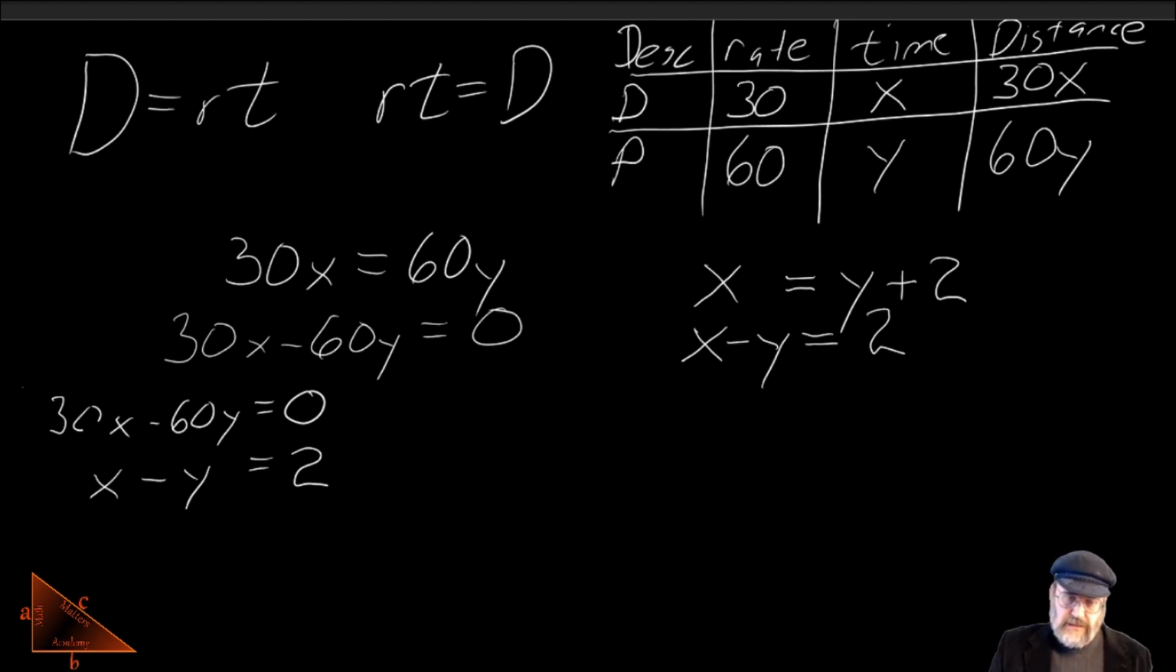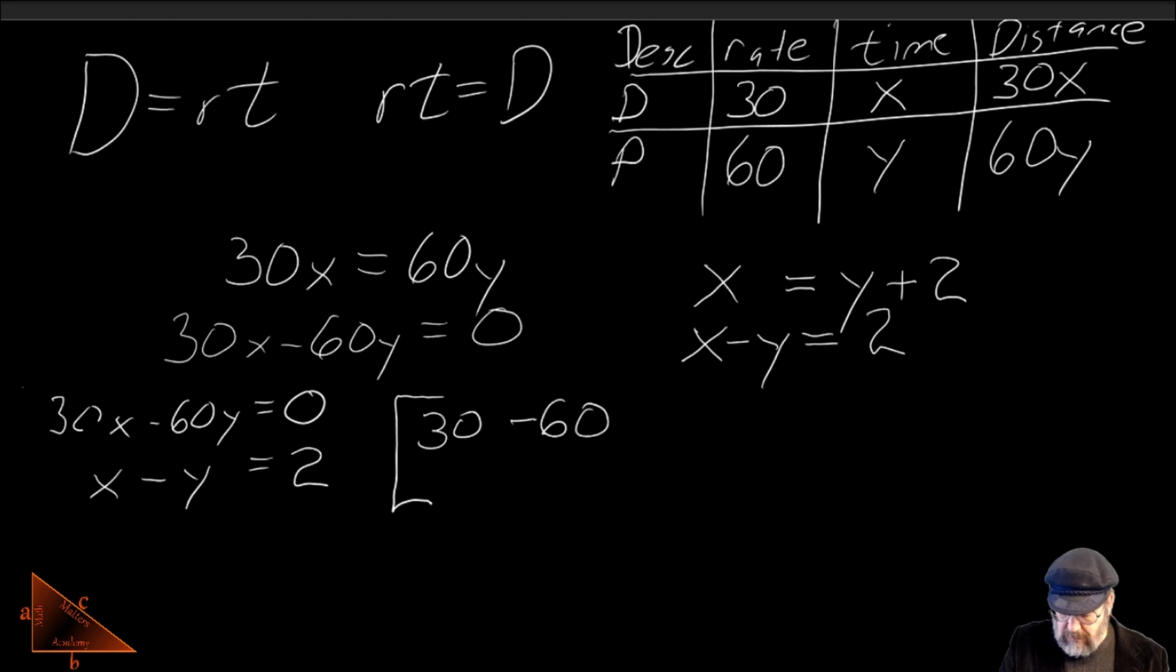Now I wanted to use matrices. To make a matrix, first we look at just the coefficients. The coefficients are the numbers that are in front of our letters. So if we look at the first equation, what are the numbers in front of the letters? Right here we've got 30, so we want to put a 30 in row 1, column 1. Then right here we have negative 60, so we want to put a negative 60 in row 1, column 2.